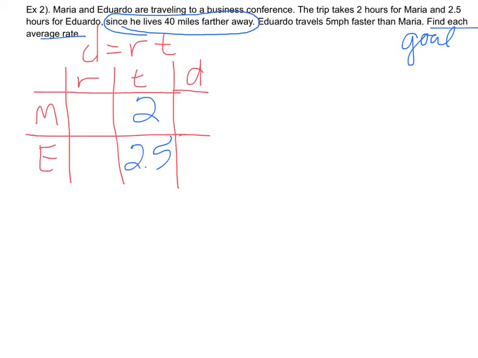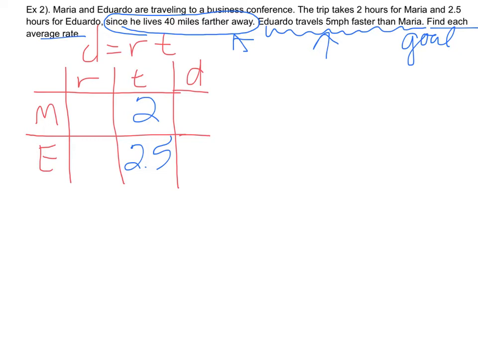Eduardo travels 5 miles per hour faster than Maria. So I know Ed is going to travel 5 miles per hour faster than Maria. And then find their average rates. So really the only thing we've got so far that's slapping us in the face are the hours. We have a relationship with my rate and a relationship with my distance.